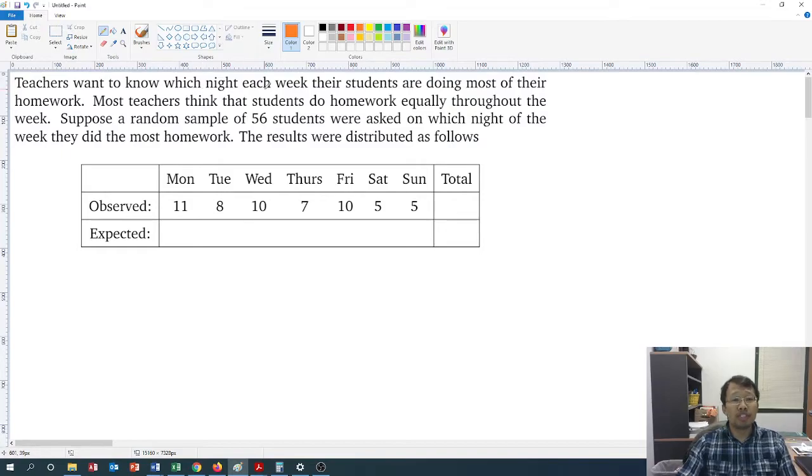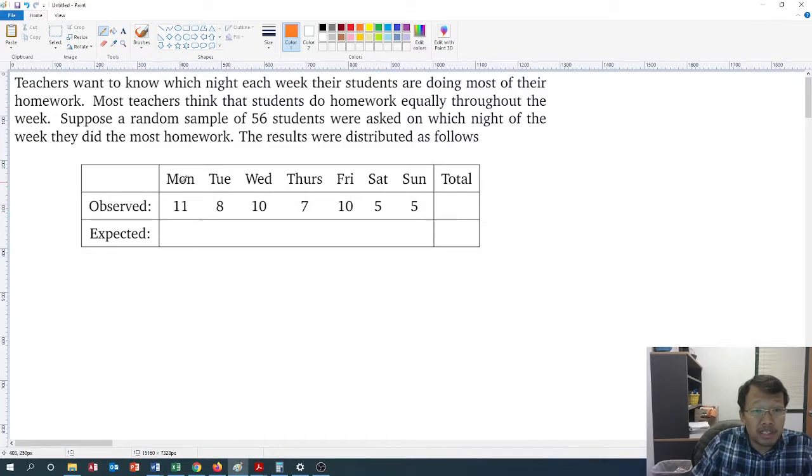Teachers want to know which night each week their students are doing most of their homework. Most teachers think that students do homework equally throughout the week. Suppose a random sample of 56 students were asked on which night of the week they did the most homework. The results were distributed as follows. So this is how the distribution follows.